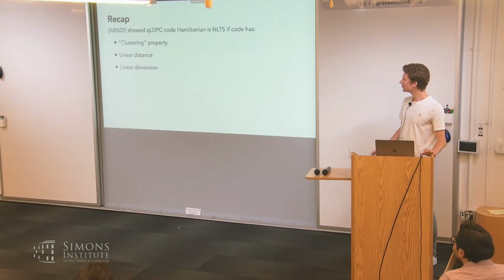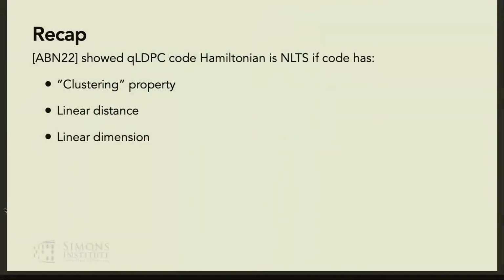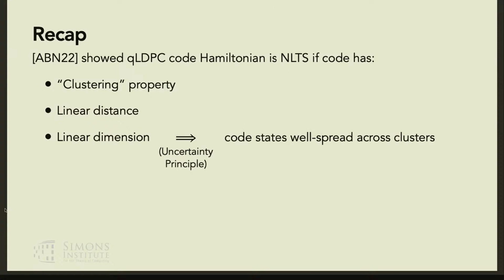Just to recap, these are the three properties of qLDPC codes that were previously used to show NLTS for qLDPC code Hamiltonians, in particular using linear dimension to get well-spreadness. All I've described to you so far is how to bypass this linear dimension requirement.